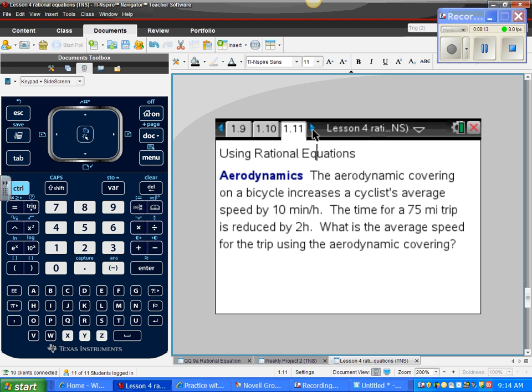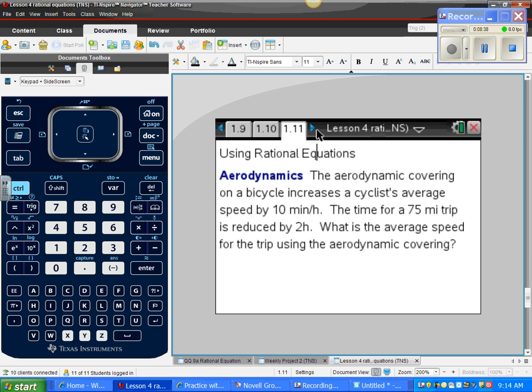So let's talk about aerodynamics. Aerodynamics are fun. This actually does get used in the real world quite a bit, so it is applicable to your real life. The aerodynamic covering on a bicycle increases a cyclist's average speed by 10 minutes per hour. The time for a 75-mile trip is reduced by 2 hours. What is the average speed for the trip using the aerodynamic covering?